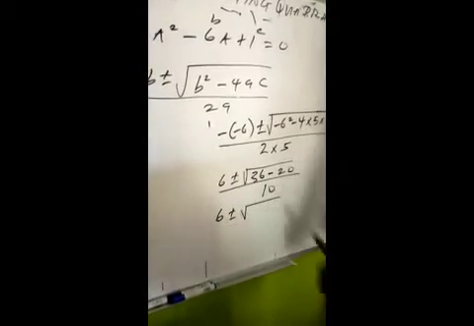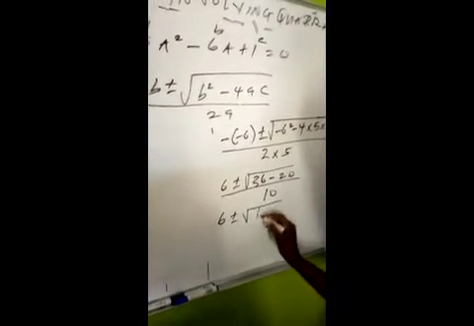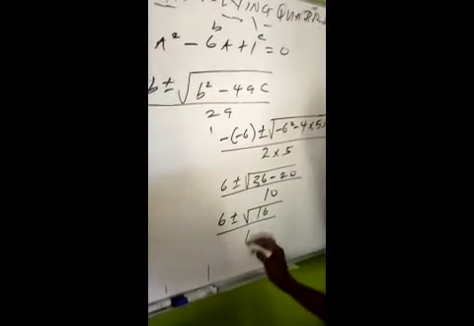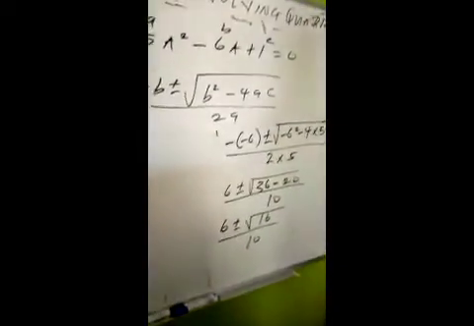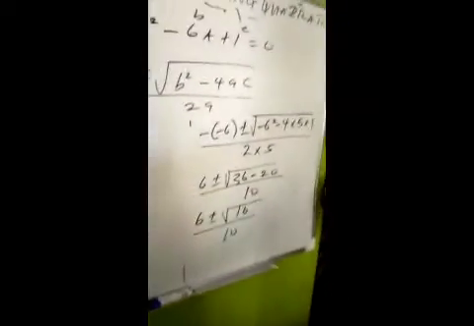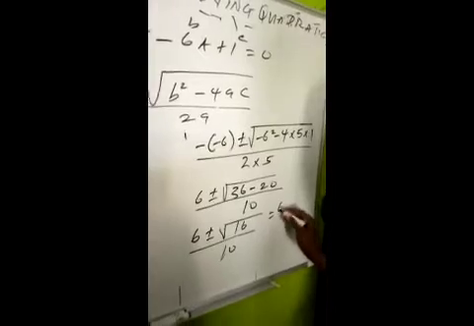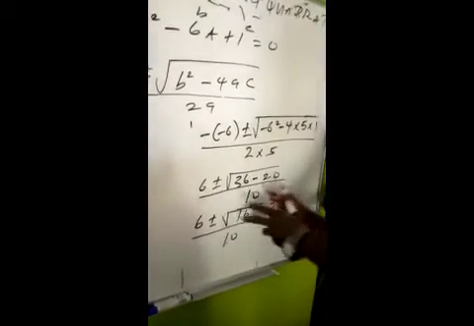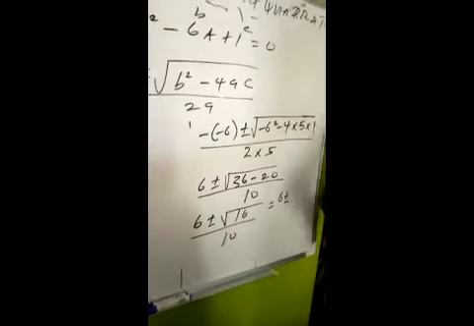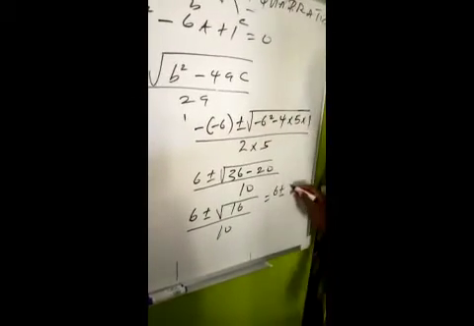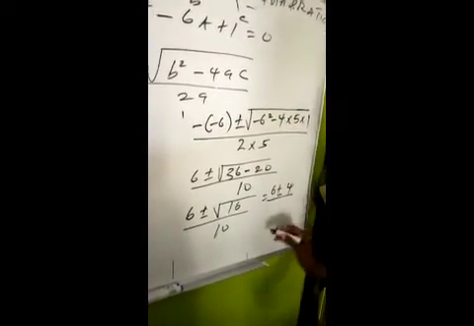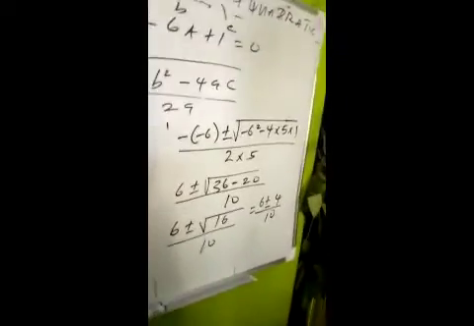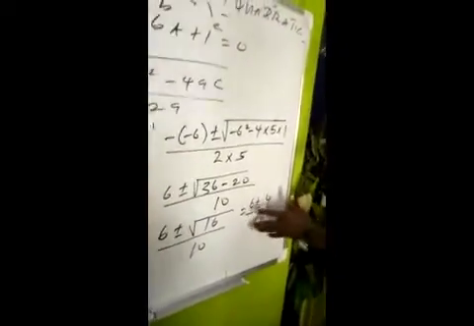But this one will give us what? 16. Then have it as 16 divided by 10. Then next one, I say square root of 16, 6 plus or minus. We want to remove the square root. When you find the square root of 16, the square root is out. The square root of 16 is what? 4 divided by 10.